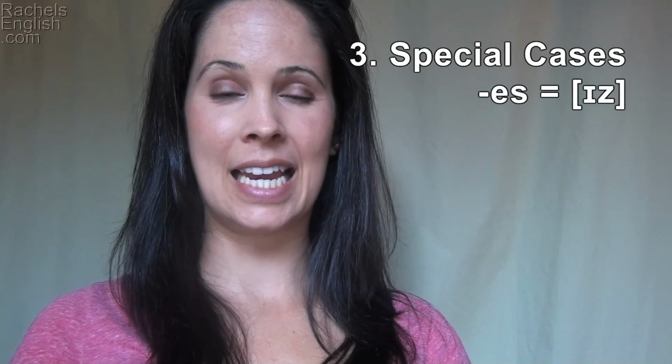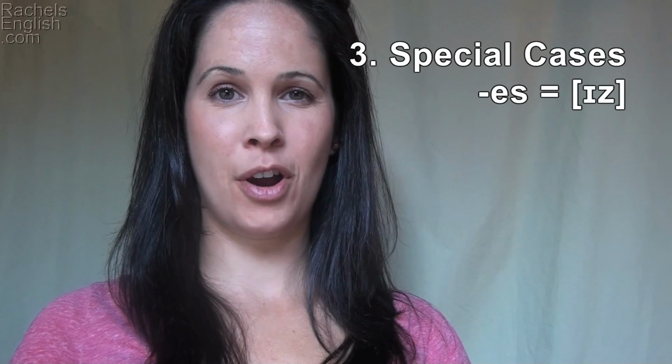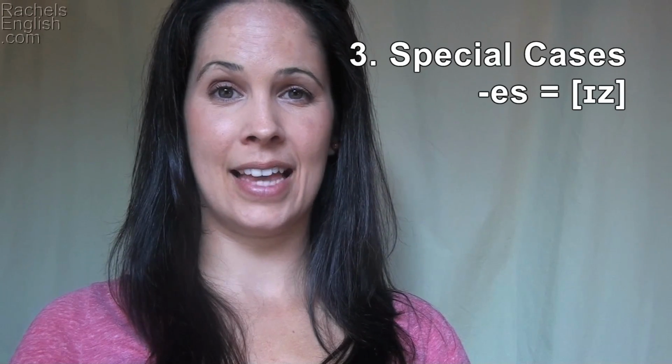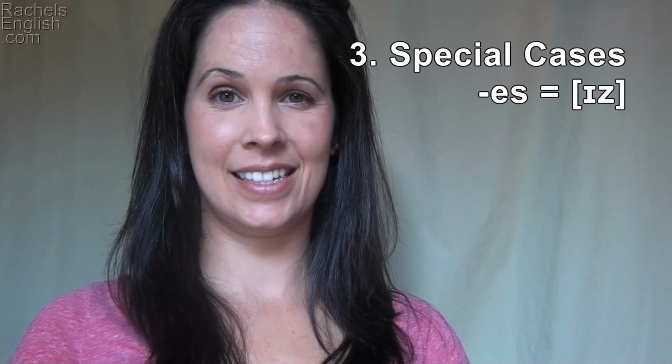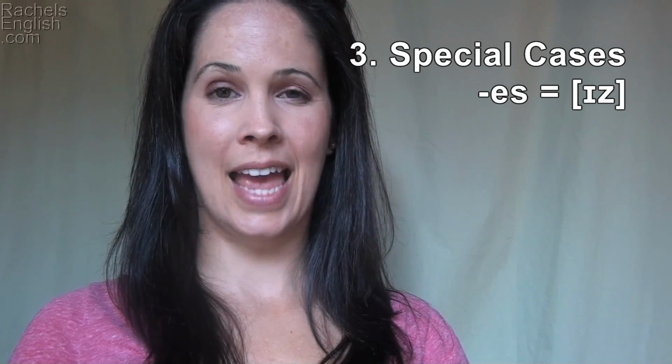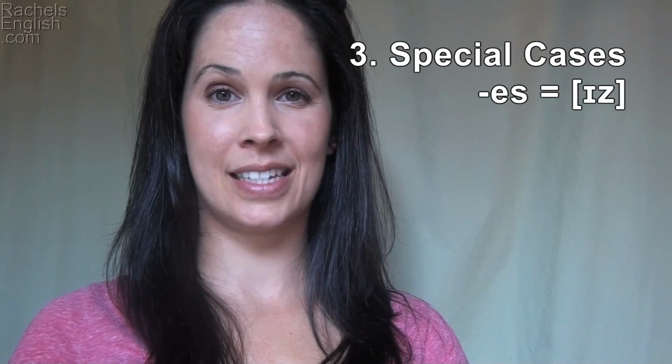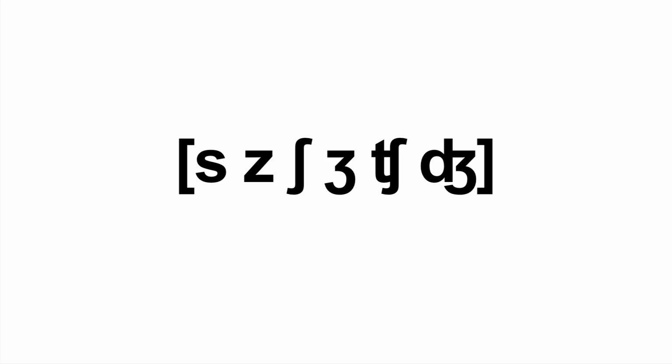In the third category, the plural is made not simply by adding an S, but by adding an ES. Therefore, it is pronounced with the I as in sit vowel, followed by the Z consonant sound. Iz. There are 6 ending sounds that make up this category. S, z, sh, j, ch, j.